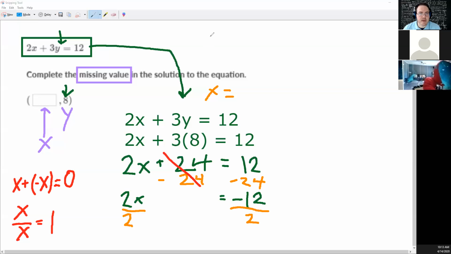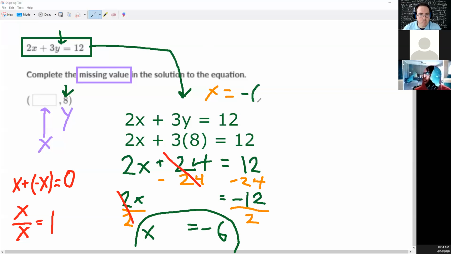Now, so here's what ends up happening. 2 divided by 2 is 1, and 1 times x is just x, which is where we were trying to get to in the first place. So you end up with x equals, now 12, negative 12 divided by 2 would be negative 6. So that's our missing value. So we just found out that when y is equal to 8 in this system, the x value is going to be negative 6.